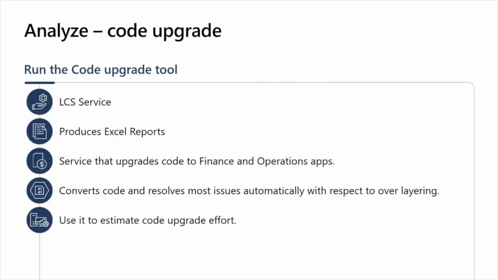So that was the upgrade analyzer. Now let's talk about the code upgrade, right? As that's where most of the estimation efforts need to be focused. So for you to be able to run the code upgrade tool, basically you need to find that, right? It's part of LCS, it's an LCS service. And what it does is you feed it your AX 2012 model store, and it produces Excel reports for some of the analysis of your customizations.